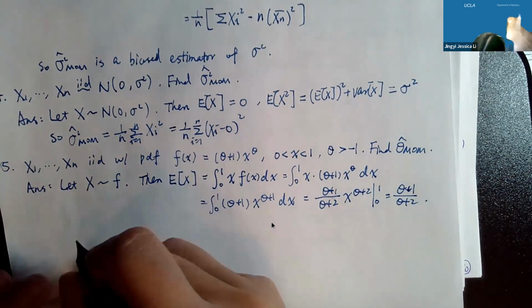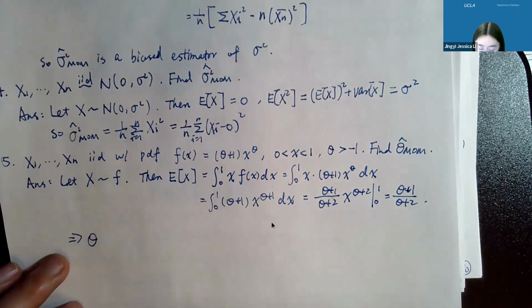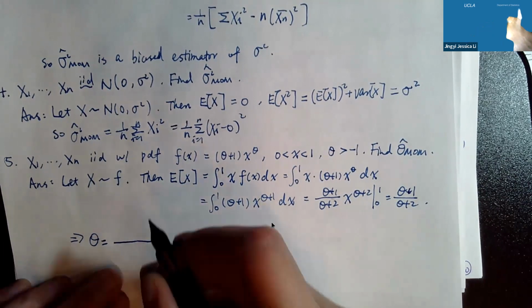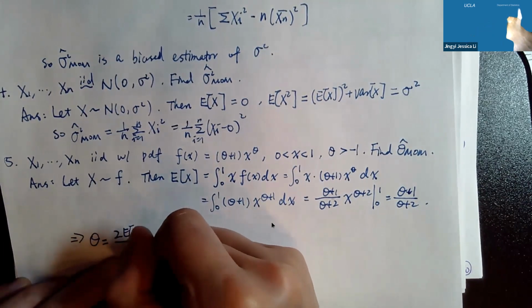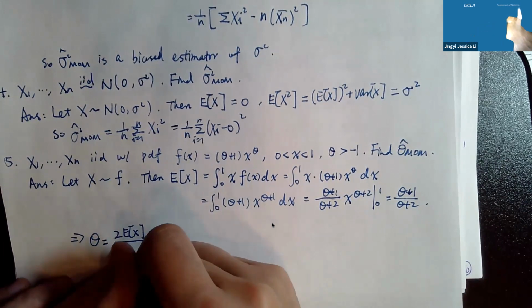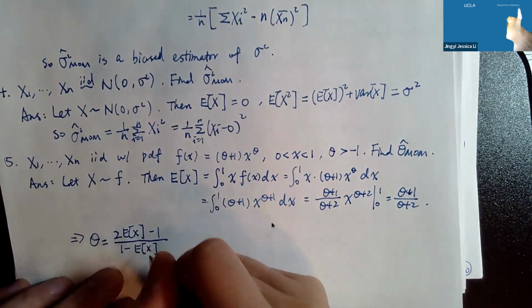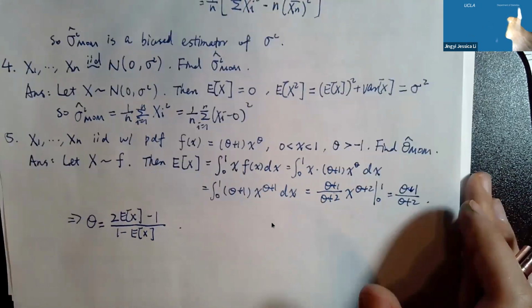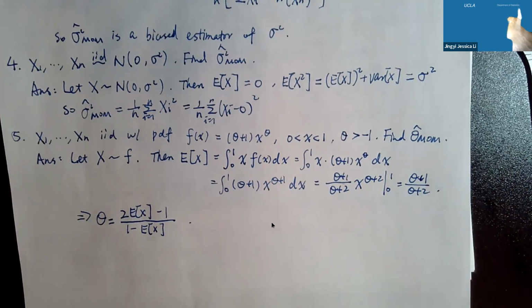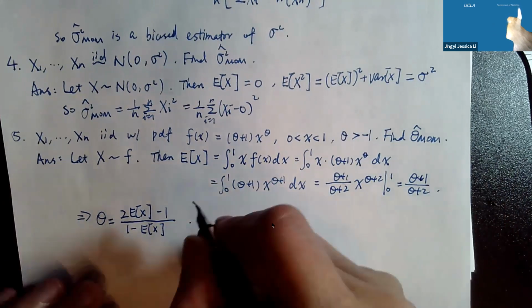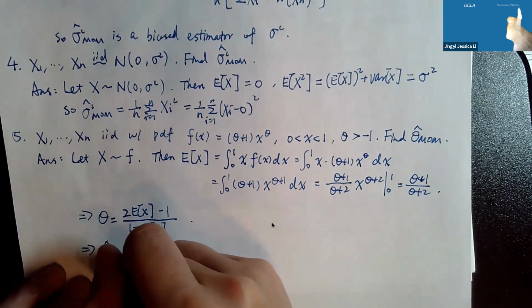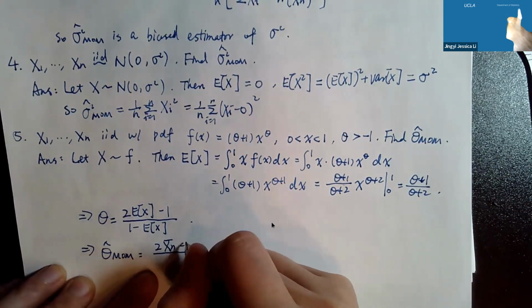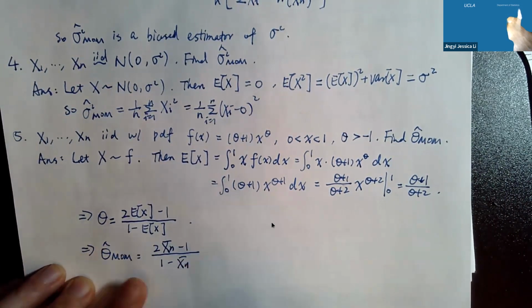Now I'm going to solve for theta. How can theta be represented by the population first moment? The answer is 2 times expectation of X minus 1, divided by 1 minus expectation of X. Then I put in the first sample moment to replace the first population moment to get my method of moments estimator. Finally, theta hat MOM equals 2 times X bar minus 1 over 1 minus X bar.